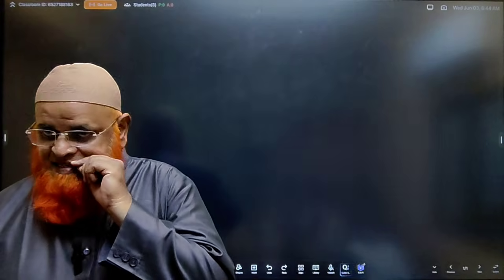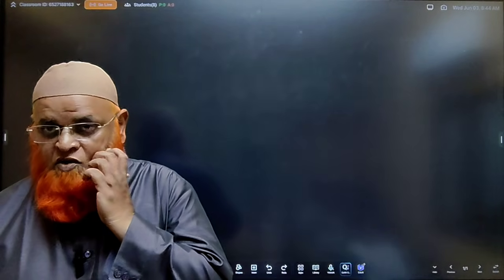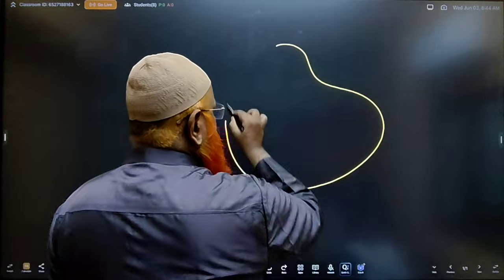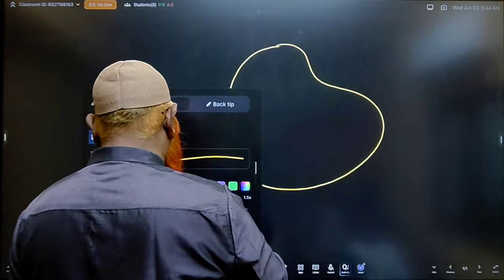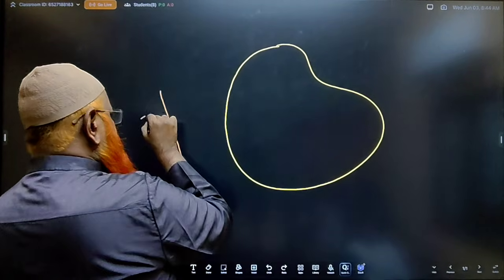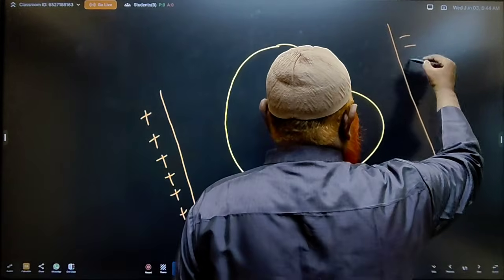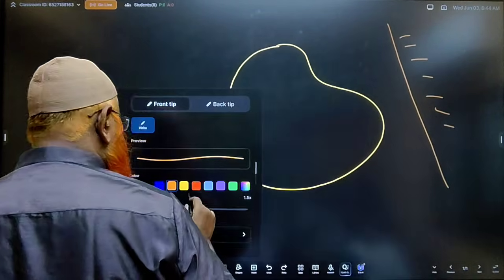Next thing we have to discuss is Gauss law, Gauss theorem. So what is this Gauss theorem here? Now, this is an irregular shaped body. If this is an irregular shaped body, here positive charges are there and here negative charges are there, then what is going to happen?